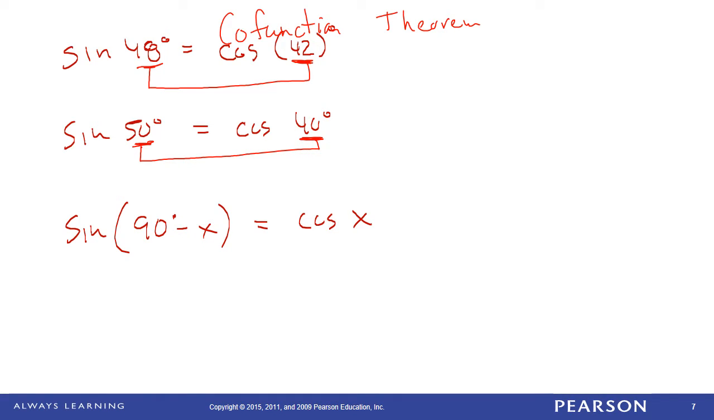If you want to, you can punch in a calculator. You can say sine of 50 degrees, click. Then you say cosine of 40 degrees, click, enter, and those values should be exactly the same. So how is it stated? It's stated like this: sine of 90 degrees minus x is equal to cosine of x. Or you just swap the identities here.